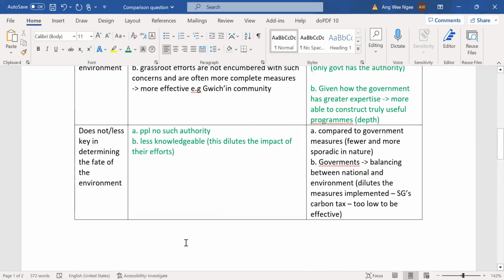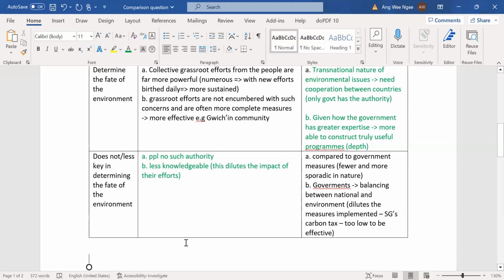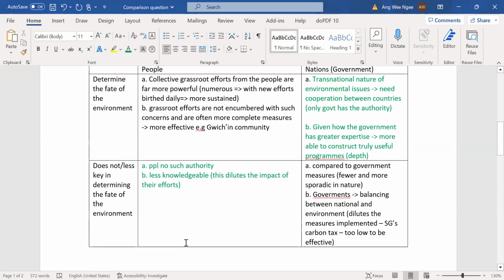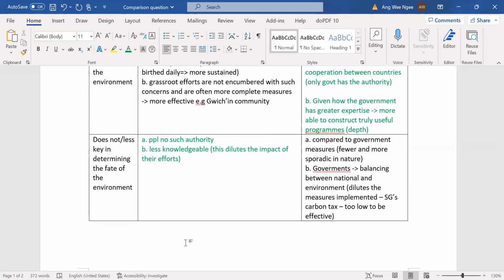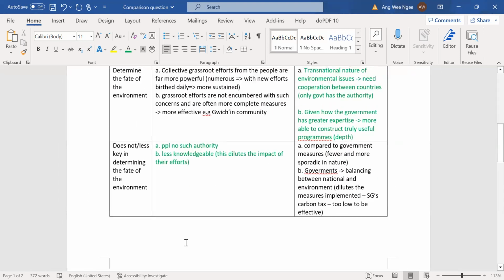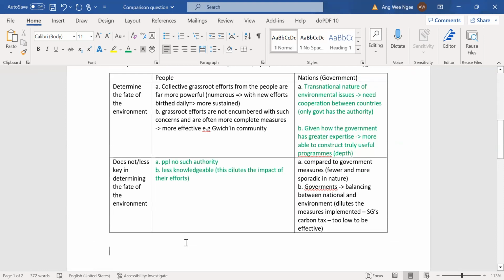So this is when you start to organize your points and see how they can become OAR, OAR and so on and so forth. I don't know whether I want to do it for you or not, but okay, I think I shall. But it's going to take a bit longer, so this video will therefore take a bit longer. So let's just say that we start off with collective grassroots efforts, from the people are far more numerous.